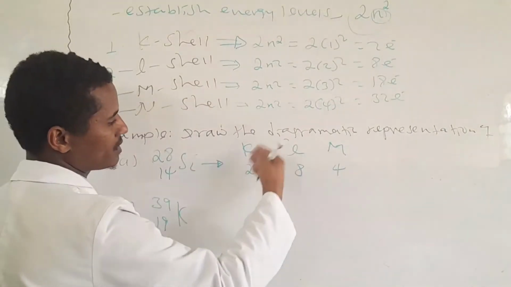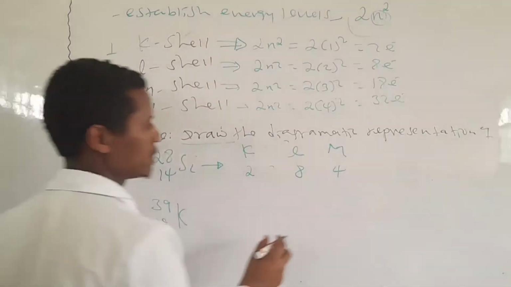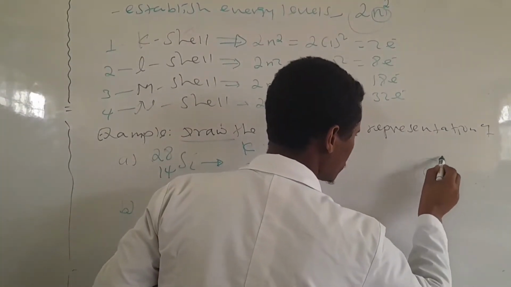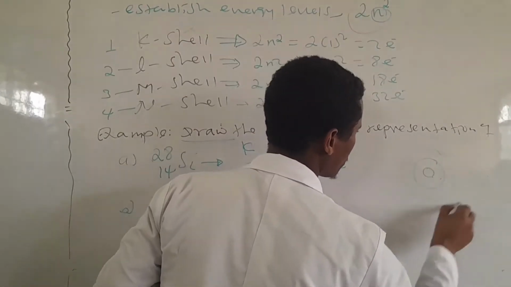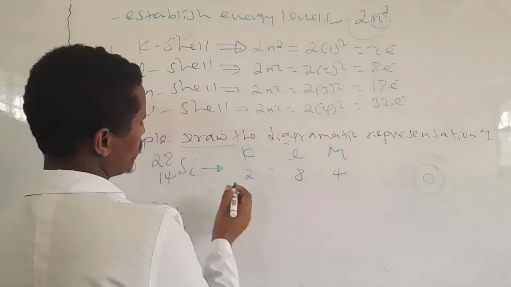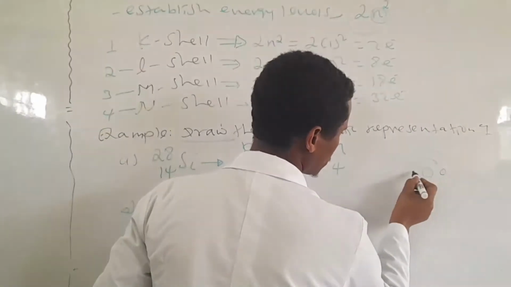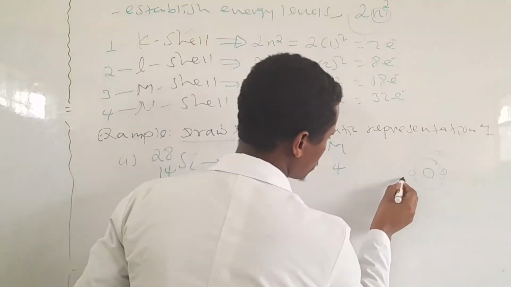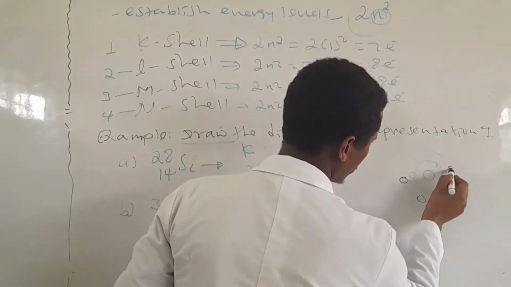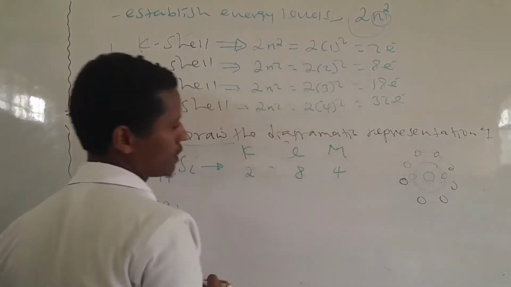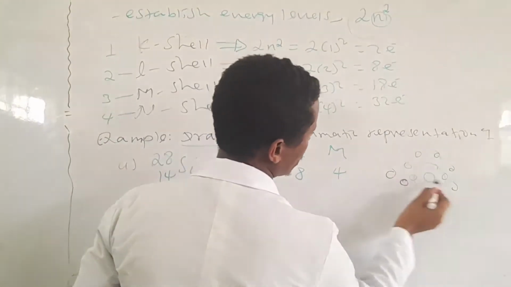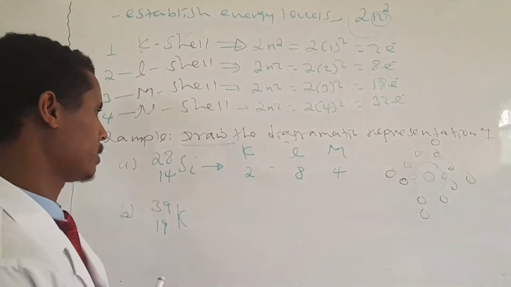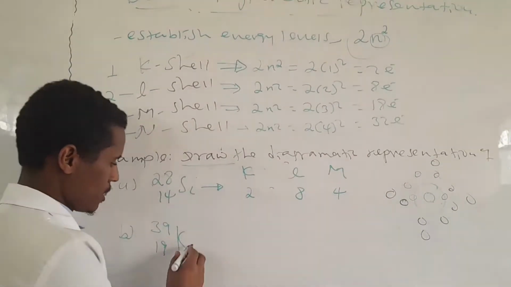So you can represent this using diagram notation. You can write like this: first shell, second shell, third shell. The first shell, K shell, holds 2 electrons. You can put 2 electrons like this. The second shell, L shell, holds 8 electrons: 1, 2, 3, 4, 5, 6, 7, 8 electrons. And the last shell, M shell, holds 4 electrons. You can write like this, what we call the diagrammatic representation of electron configuration.